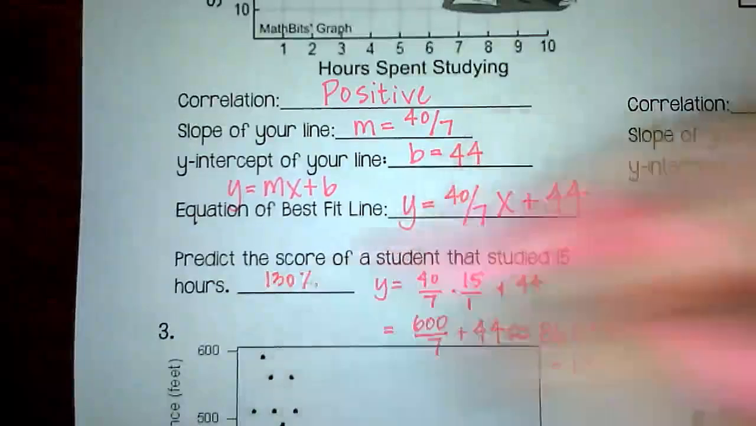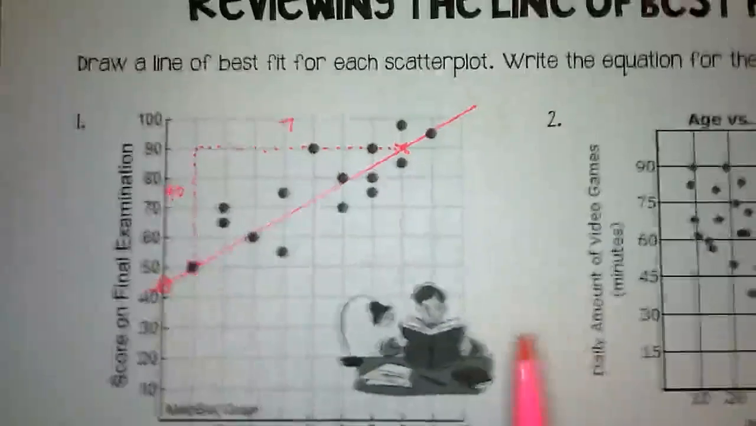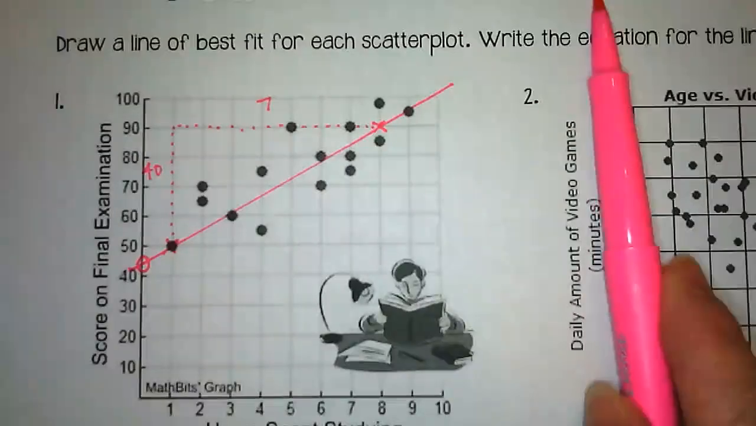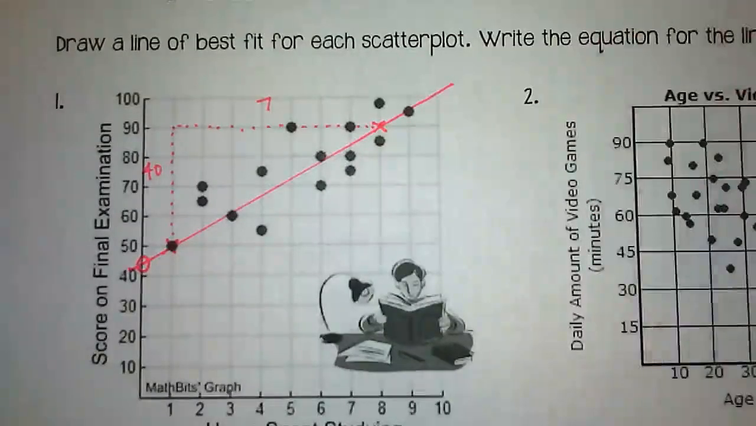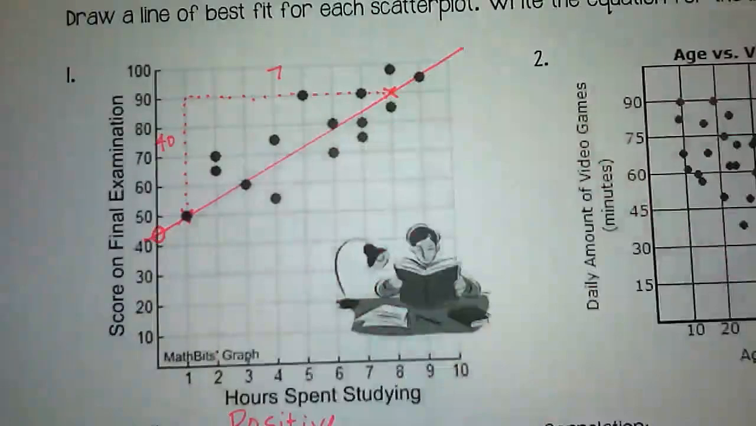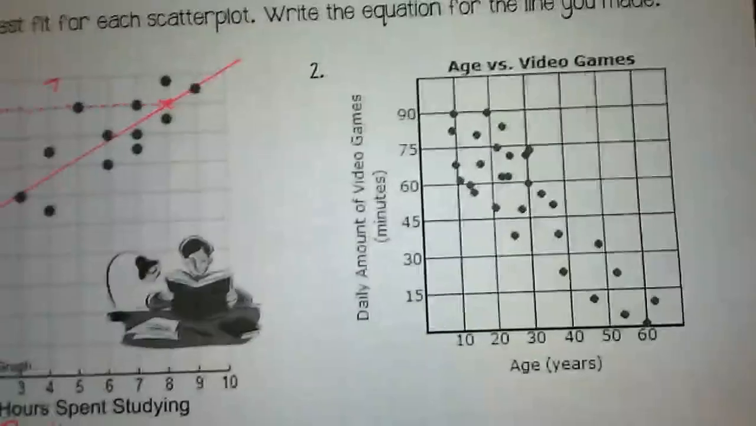Now, this goes to show you the validity of an equation like this. This equation appears that it's going to continue to go up. So someone that studied 15 hours might be out here, their score would be way up here. The problem is that it doesn't make sense. So just keep in mind that this is just a way to predict what might happen, but it's not necessarily going to be accurate. All right, let's go to the next one.